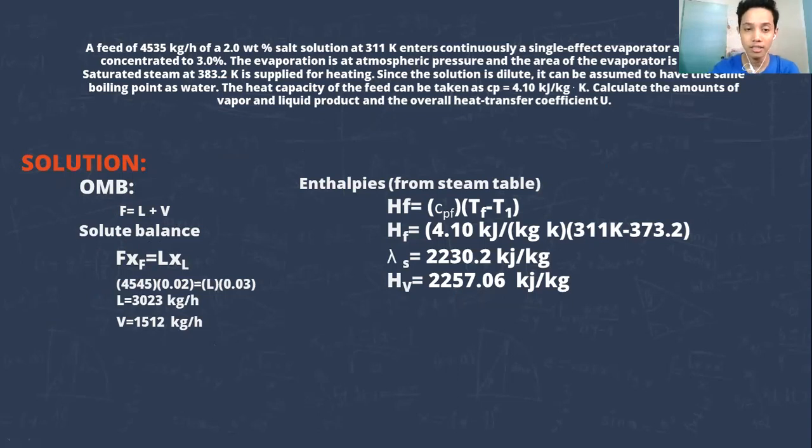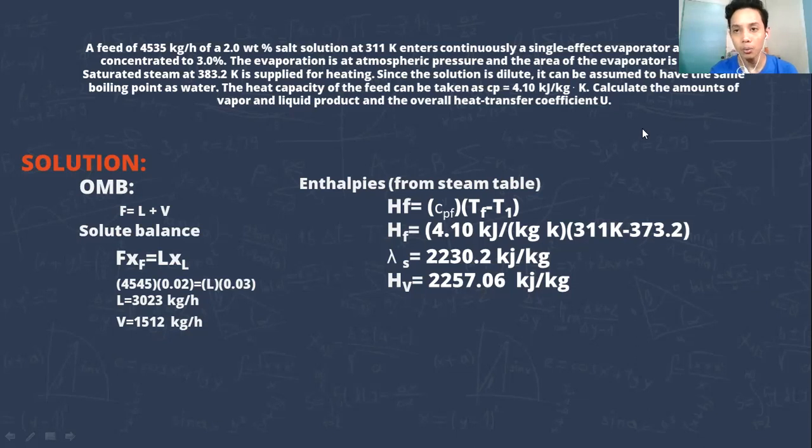So substituting the givens that we have, we could solve for the liquid. 4,535 times 0.02 is equal to the liquid times 0.03. So the mass flow rate of the liquid is 3,023 kilograms per hour. And we could use this in solving the mass flow rate of the vapor using the overall material balance. We subtract this 3,023 kilograms per hour from the feed, which is 4,535. And now we have a mass flow rate of the vapor, which is 1,512 kilograms per hour.